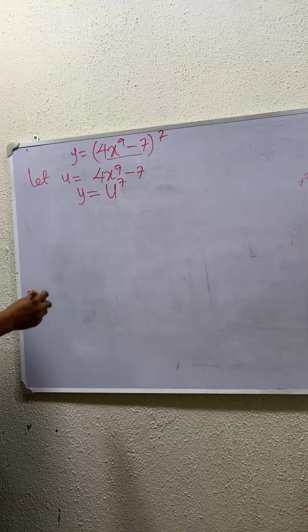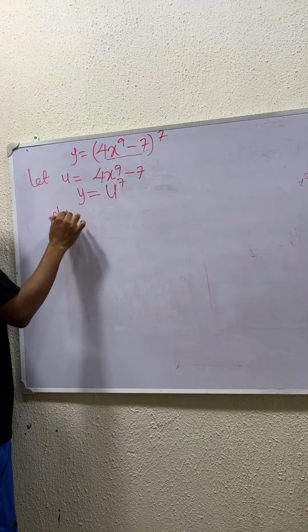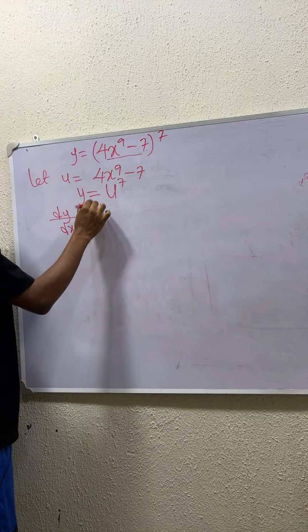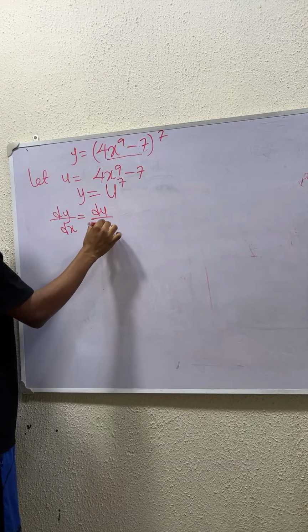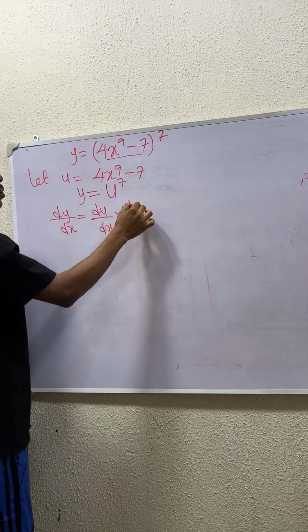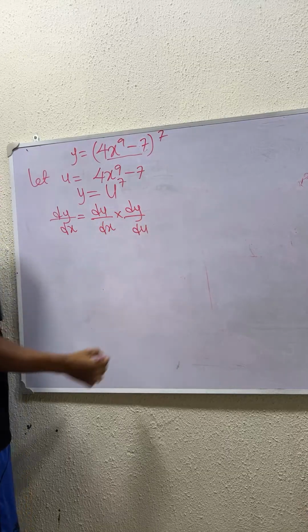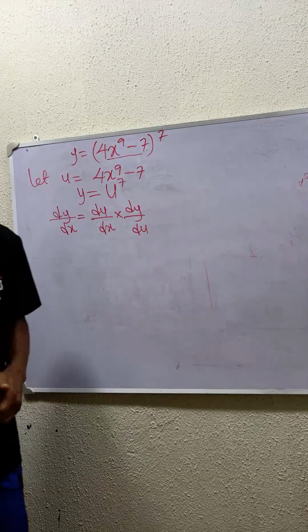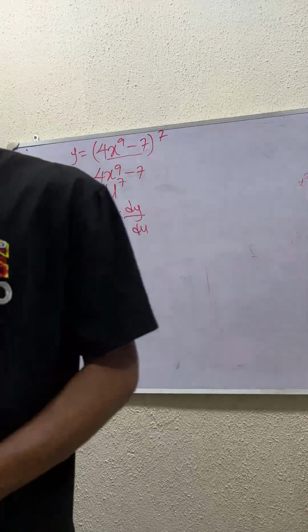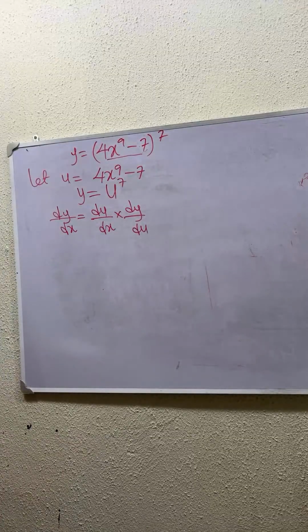So let's differentiate. When we are differentiating y with respect to x, it is differentiating u with respect to x times differentiating y with respect to u. This is the formula that we use to differentiate such functions. If you are following, I want you to differentiate y with respect to u. Tell us the answer in the comments.